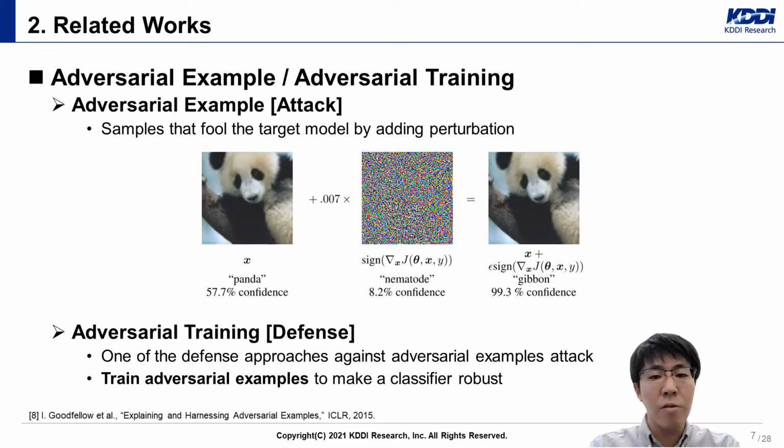In order to tackle the problem of the adversarial example attacks, some defense methods have been proposed in recent years. One of the approaches is adversarial training. Adversarial training makes a classifier robust against adversarial examples by training on adversarial examples themselves generated during a training iteration.